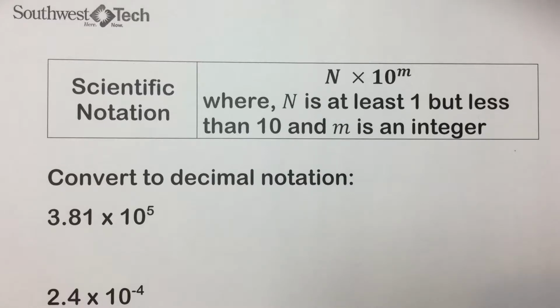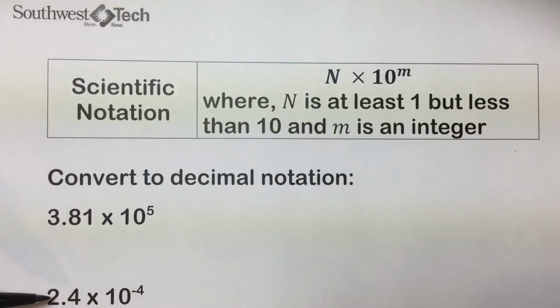Converting from scientific to decimal notation involves multiplying or dividing by a power of 10. When m is positive, the decimal point moves right m places in the decimal notation. When m is negative, the decimal point moves left, the absolute value of m places. We generally try to perform this multiplication mentally. Here we have two examples of converting numbers that are in scientific notation.